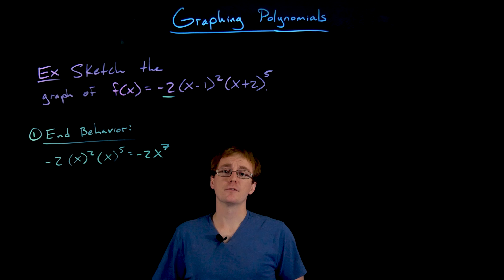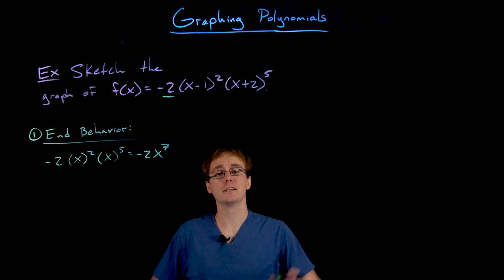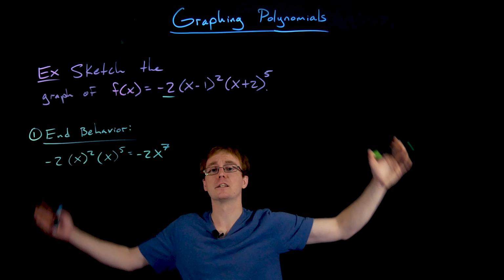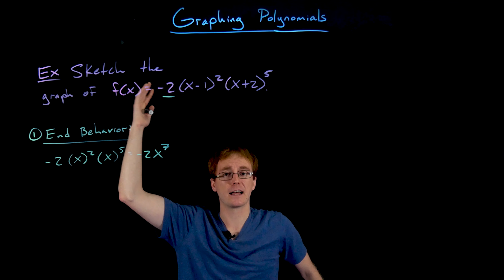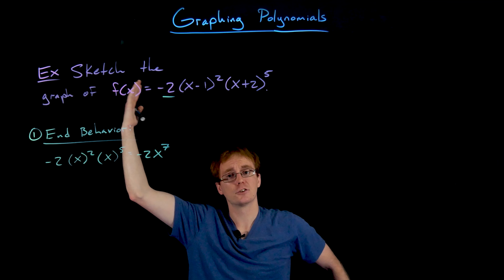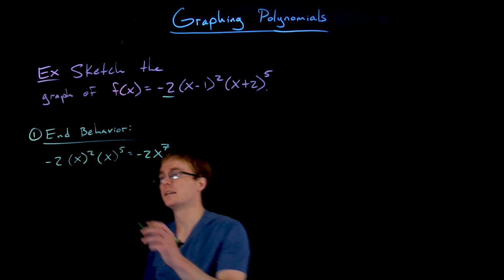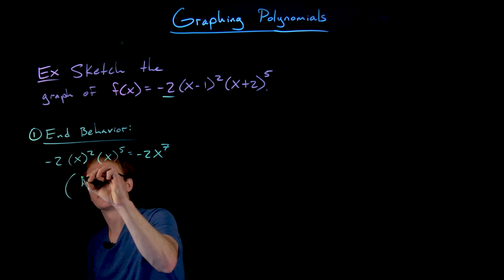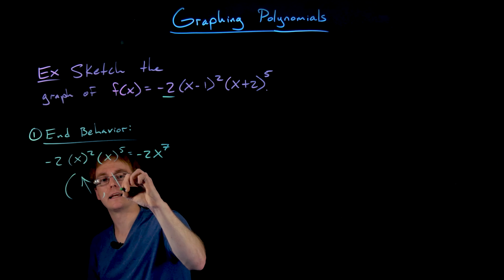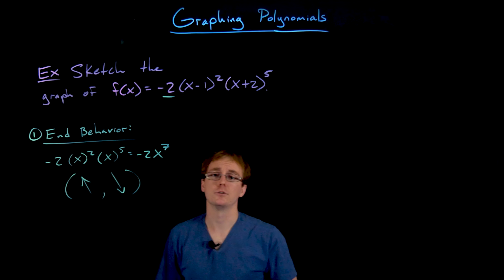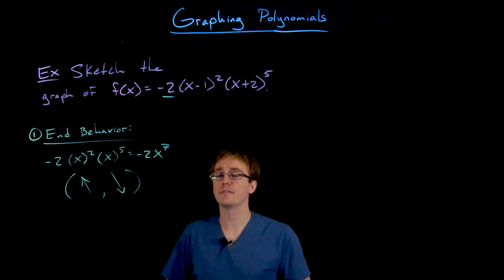And so now we can observe that negative 2 times x to the 7th is an odd degree polynomial that's been vertically reflected because of that negative coefficient out front. So the end behavior is going to look like a negatively reflected cubic graph. In particular, as we move to the left, we would go up, and as we move to the right, we would have to go down. So now we know enough to describe the end behavior of our function.